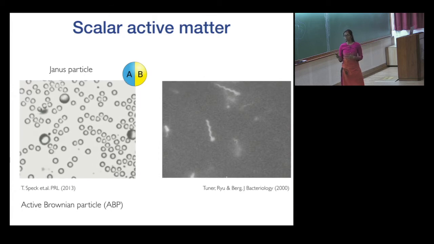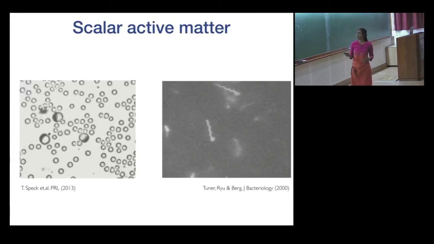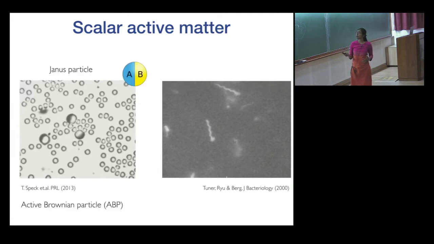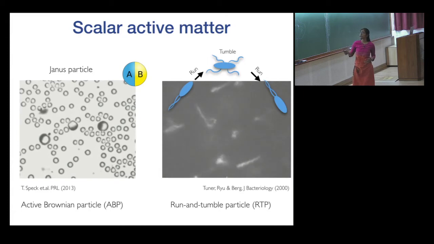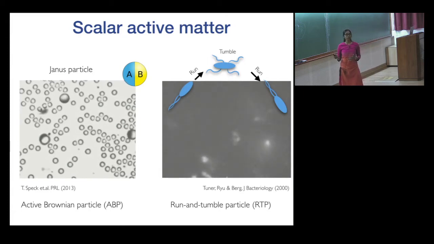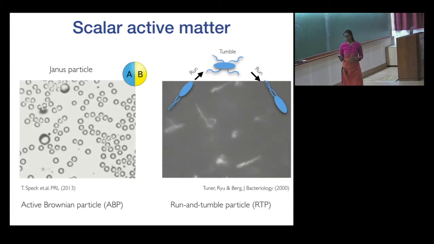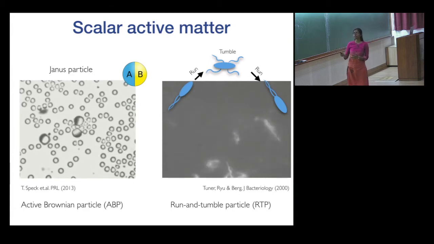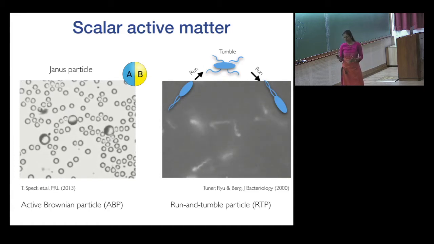There is another type of particle called the run and tumble particle. These are basically elongated objects with some flagella behind, and they have a straight path motion called run, and then they switch their orientation, which is called tumble. So in our study, we will study these active Brownian particles and the run and tumble particles.